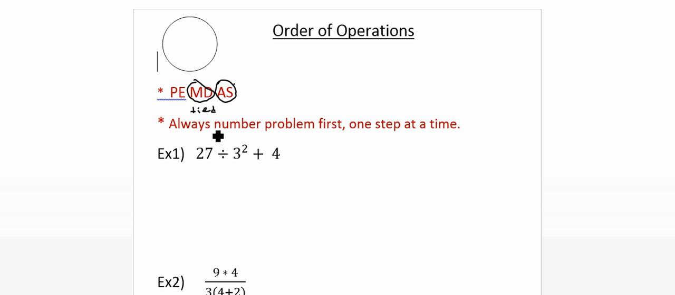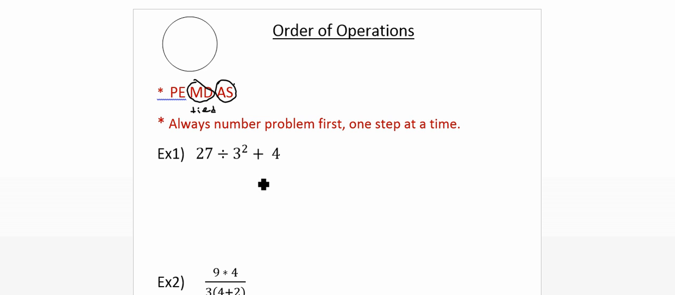Okay? Always number the problem first and do one step at a time. If you're going to make a dumb mistake in order of operations, and it's a very easy lesson, it's because you're going to go fast and try to do things in your head. If you want to get this right on the very first try, be very systematic with what you're doing, do one step at a time, and number your problem.